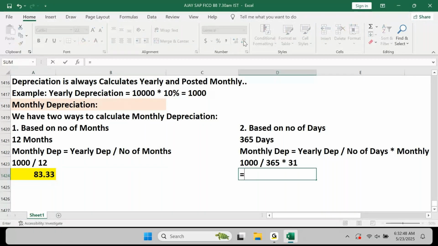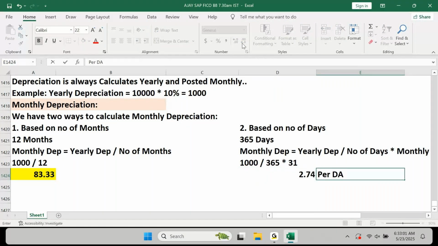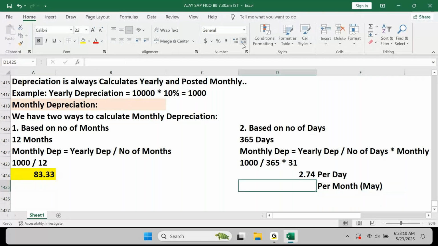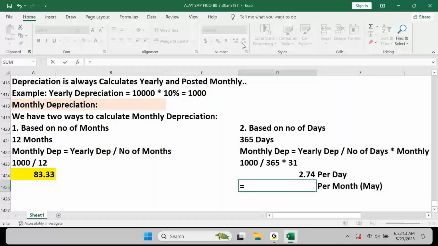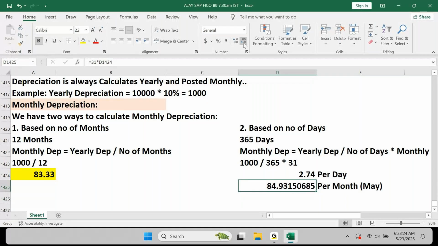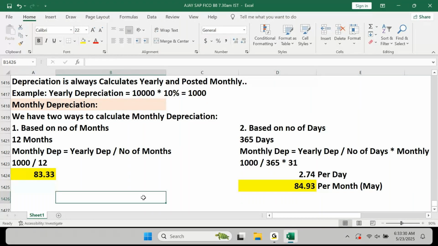And here it will be is equal to 1,000 divided by 365 first. Is this your per month depreciation or per day depreciation? Per day. Now you need per month. In brackets, let me say May. How many days in May? 31 days. You simply put 31 days multiplied by 1 day depreciation. Clear? Yes, sir. This is what I'm getting. Now, depreciation per month according to monthly logic and according to daily logic, is this the same or is there any difference? Slight difference, sir.